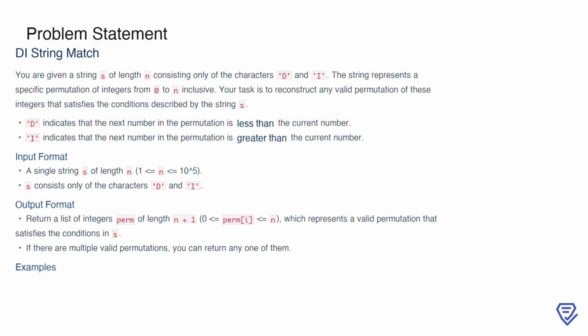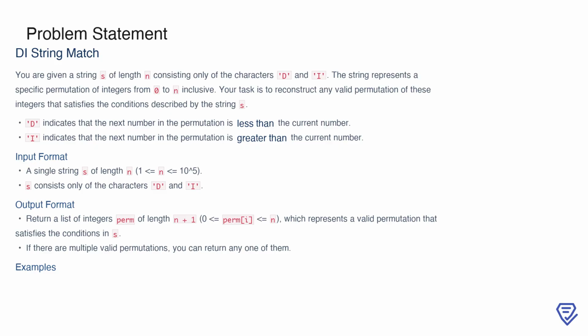In this problem, you are given a string S composed of the characters D and I. The length of this string is n, and it represents a specific pattern that a permutation of integers from 0 to n inclusive must follow. The goal is to construct one valid permutation that satisfies the conditions described by the string.